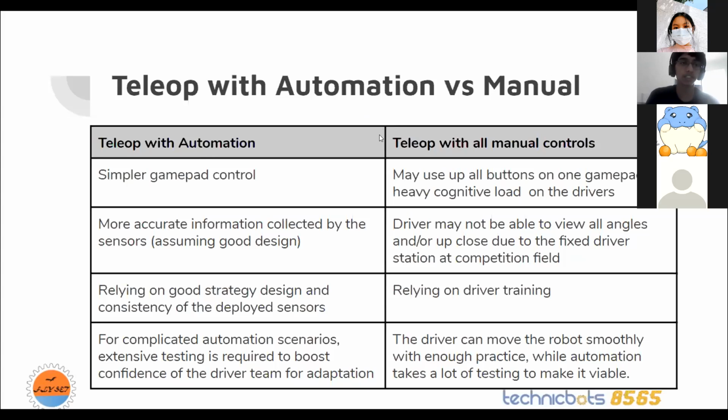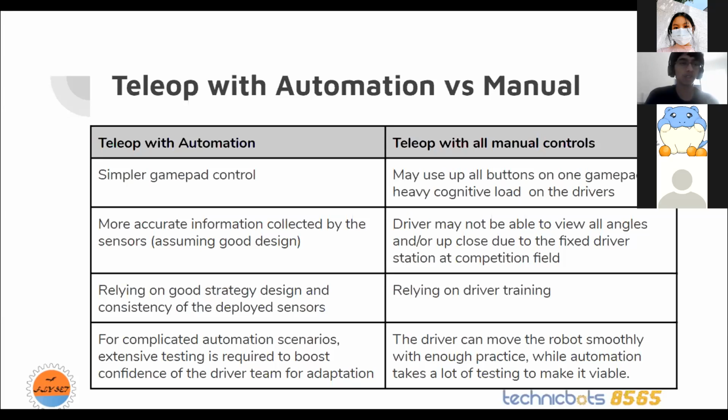Teleop with automation has more accurate information collected by the sensors, assuming that the robot and the sensors have a good design, while with Teleop with manual controls, the driver may not be able to view all angles or up close due to the fixed driver station at the competition field. An example of this is when we were aligning to the foundation. It's hard for the driver to see if the robot is aligned to the foundation properly because the driver can only see it from one specific angle.